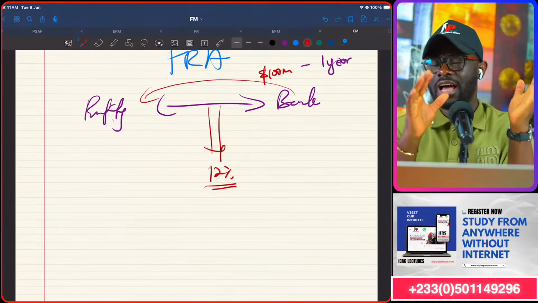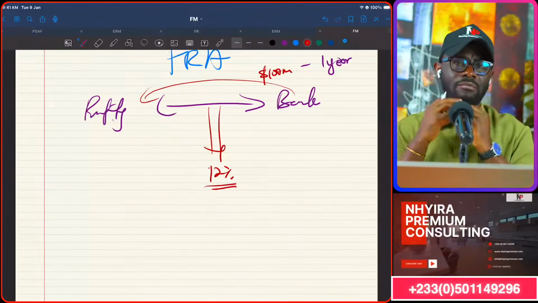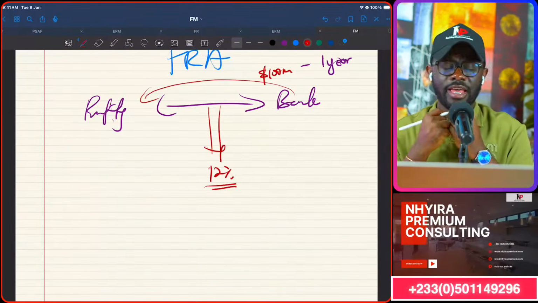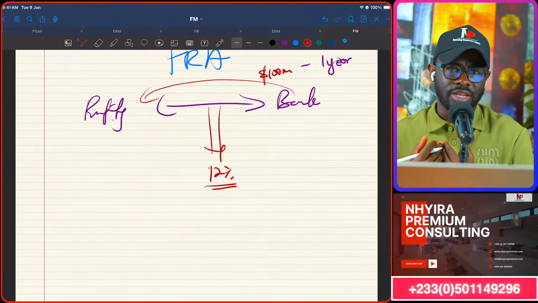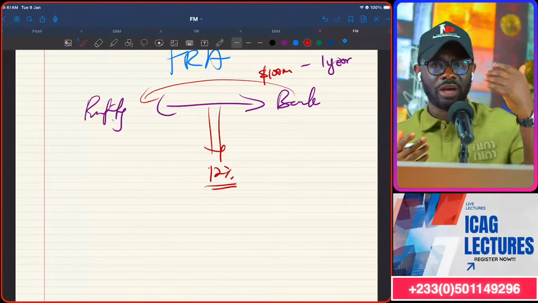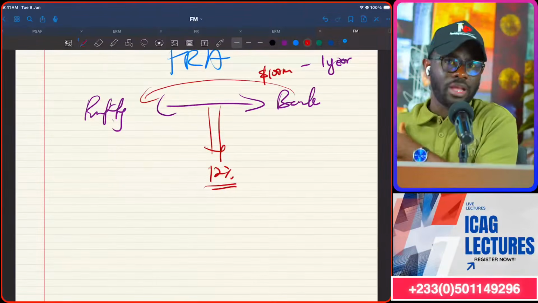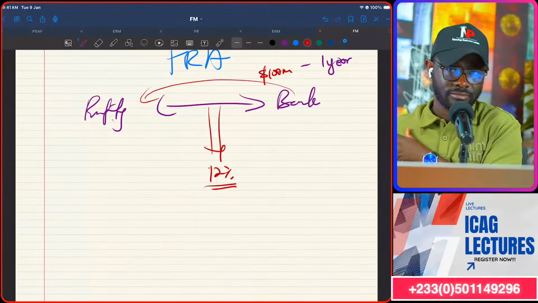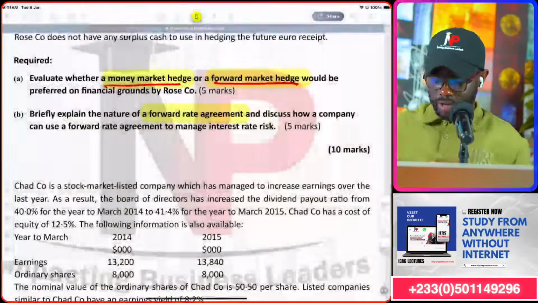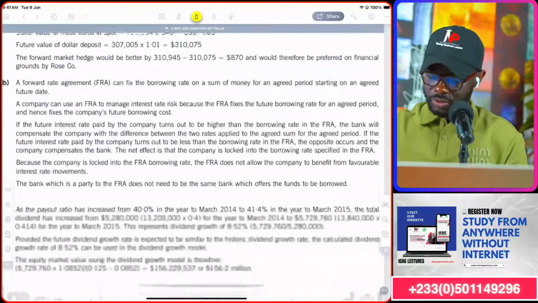The idea about how this works is this. When the time is due for the bank to give us the money, if the actual interest rate at that time is higher than what we have agreed, the difference would have to be given to the bank. Very important. So permit me to bring my slide up on this because I want to go through it with you like this here.